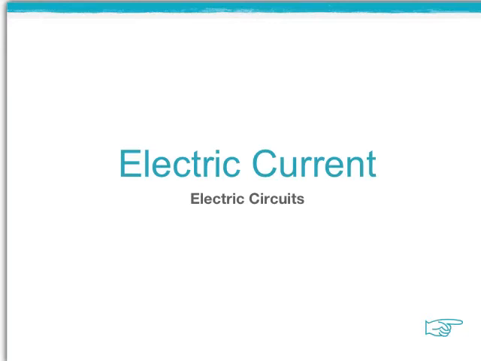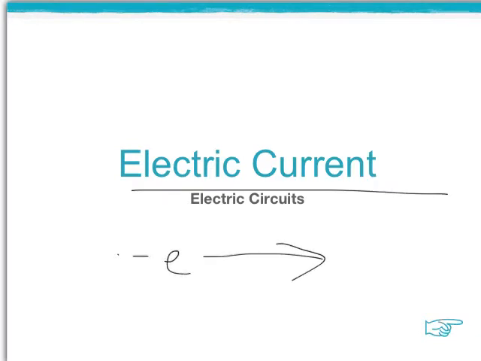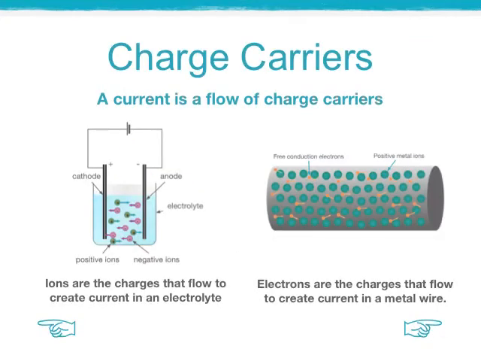So now we're going to look at electric current, which is what happens when those negative charges actually start to move. A very general description of electric current is a flow of charge carriers. That means that anything that is charged, when it moves, we call it a current.